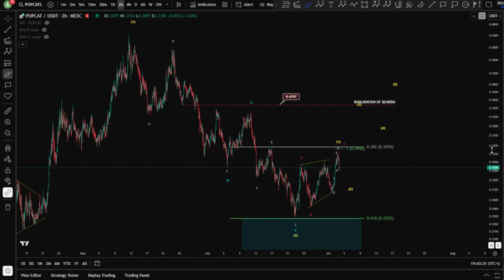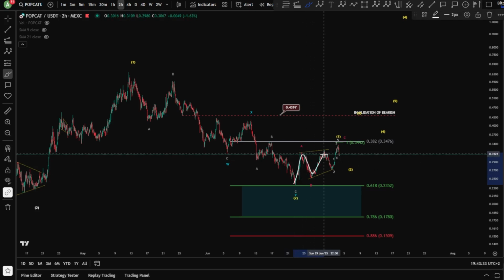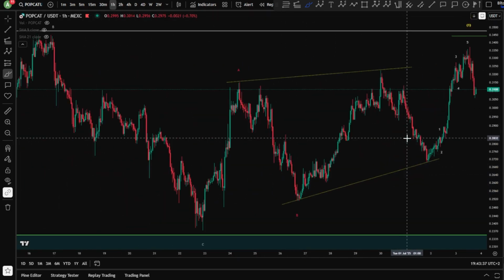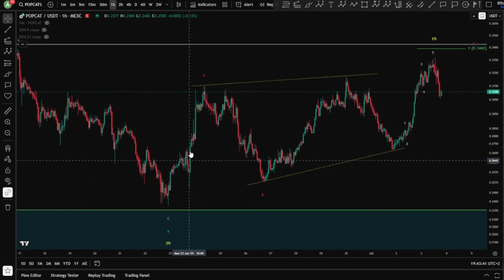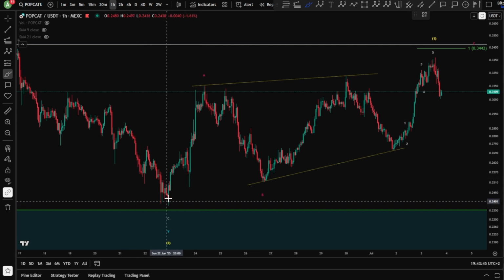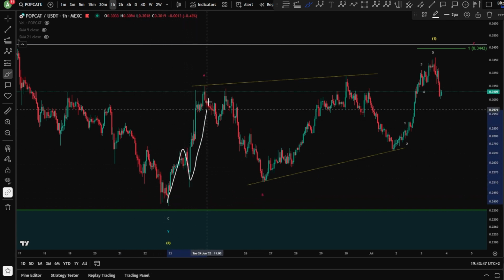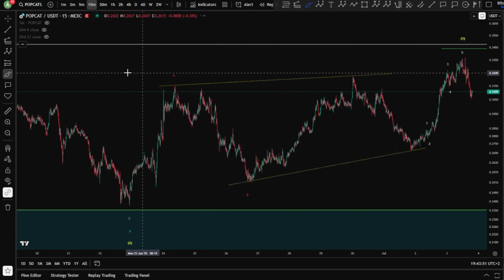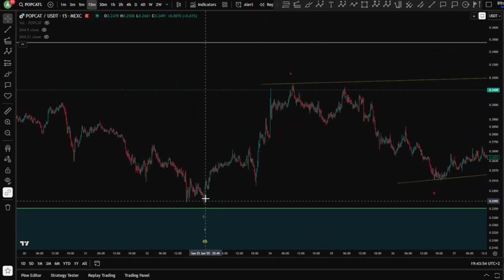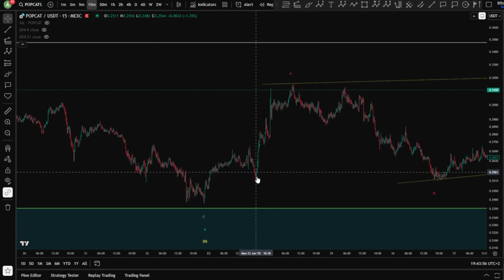After this, we are starting to see here kind of like a leading diagonal 1, 2, 3, 4, and a 5. Let's dive a little bit deeper inside this area. As you can see, we have kind of like an impulsive wave 1, 2, 3, 4, 5. However, on the 15-minute chart, this is kind of like a zigzag. If we go to the 15-minute chart to analyze this, you would like to see here 1, 2, 3, 4, 5, wave 2.